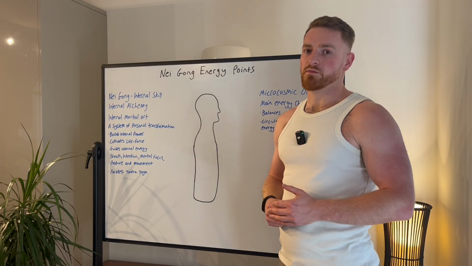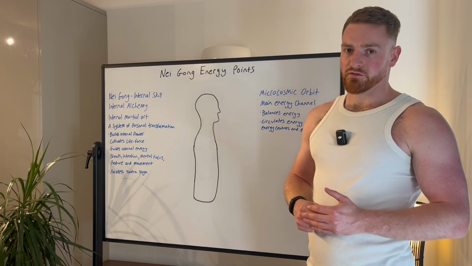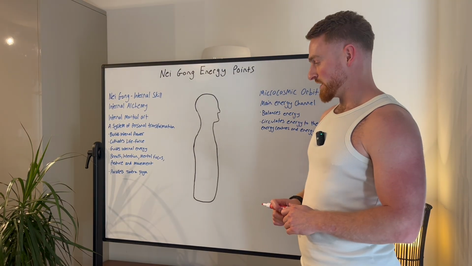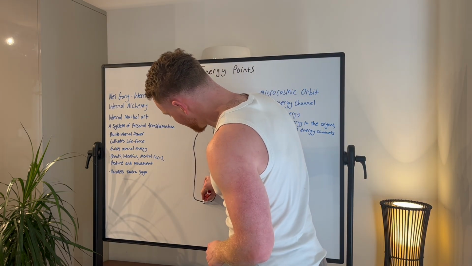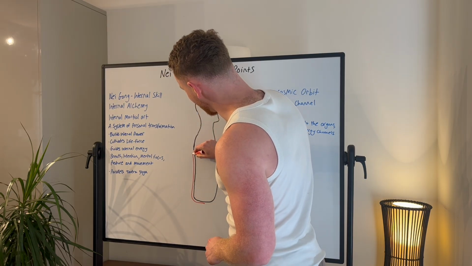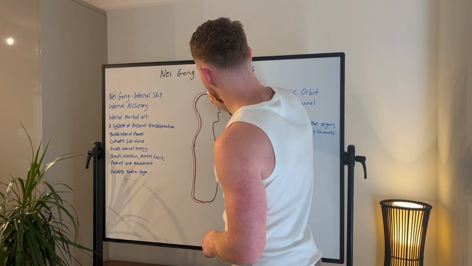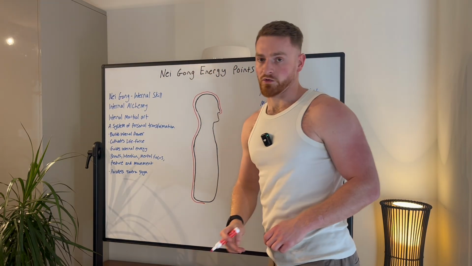So we're going to look at opening the microcosmic orbit in this video. And a little bit of background information about the microcosmic orbit. So the microcosmic orbit is made up of two main channels, and that is the dumai, which is the yang channel, and that runs from the bottom of the perineum, up the back of the spine, towards the back of the skull, over the top of the head, and then finishes at the roof of the mouth.